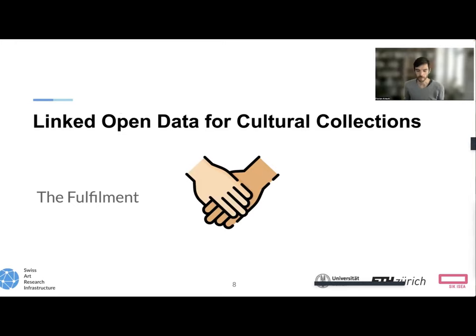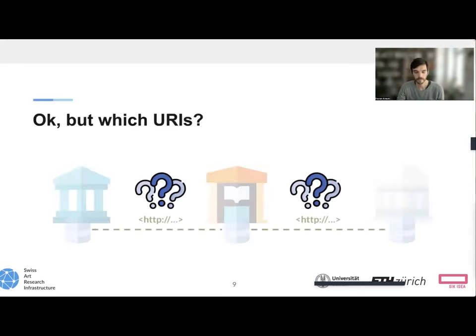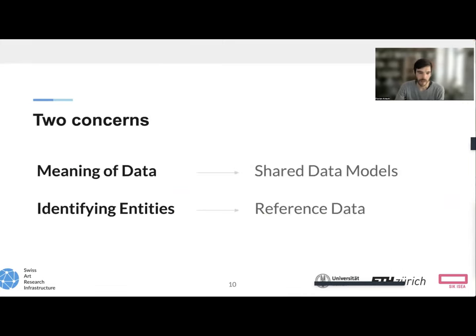How can we fulfill those promises? I mentioned how we want to link data with URIs. That sounds simple enough, but which URIs do we actually choose? And here we have two main concerns. We have to describe the meaning and the shape of the data, and we have to identify individual entities. So on the one hand, it's about shared data models, and on the other hand, about shared reference data. And we tackle both in our applications.